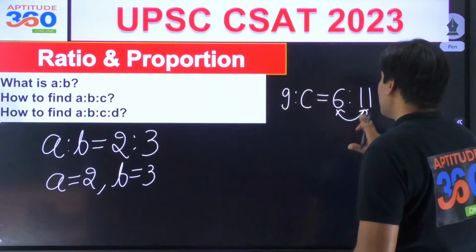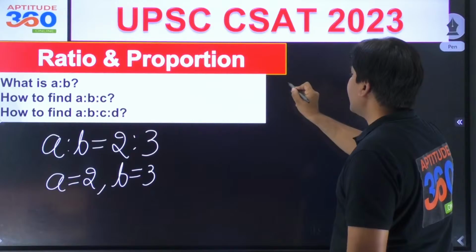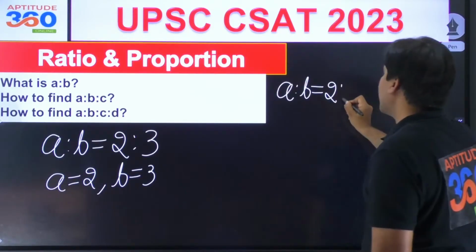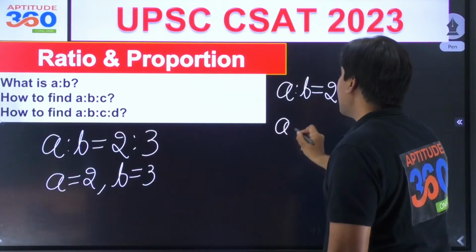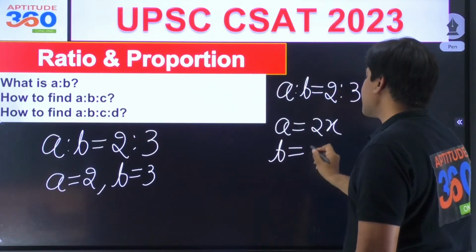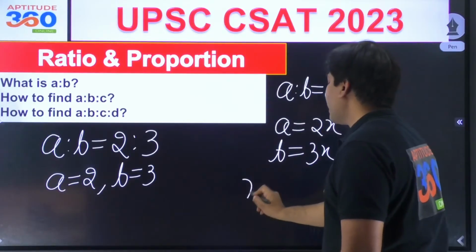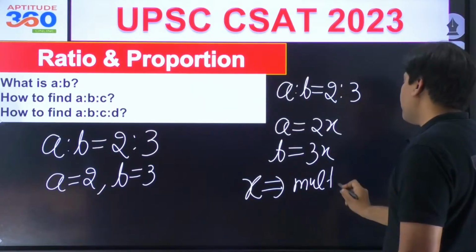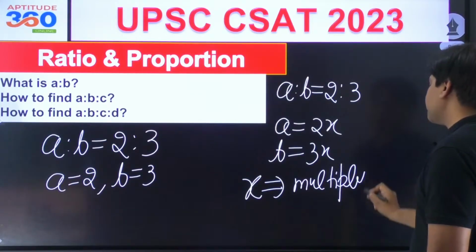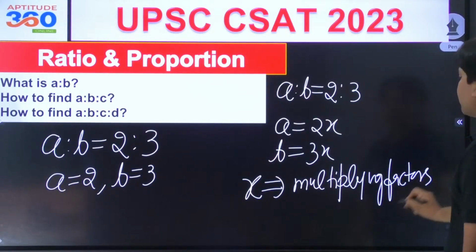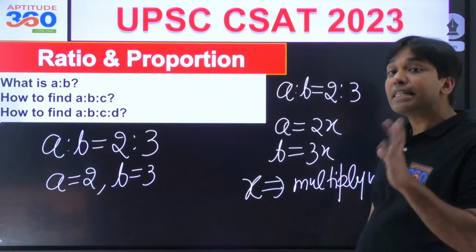तो पहली चीज जो आपको सीख के रखनी है वो ये सीख के रखनी है कि जैसे ही A is to B बोला गया आपको 2:3, what is that you should be writing? You should be writing A as 2x, B as 3x, where x is a multiplying factor. And different values of multiplying factors will give you different sets of A and B.